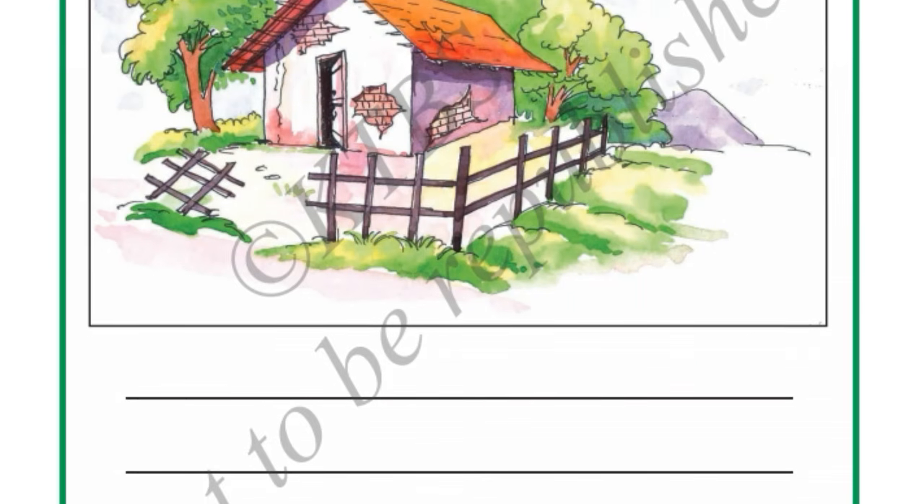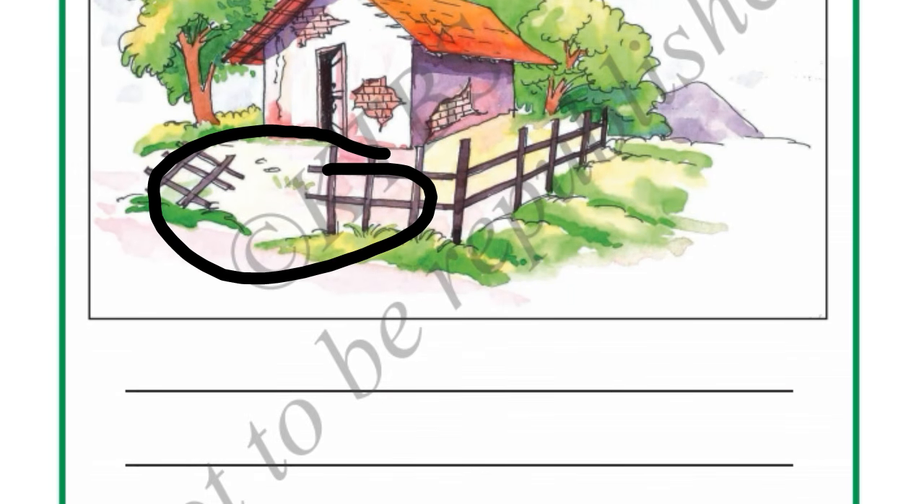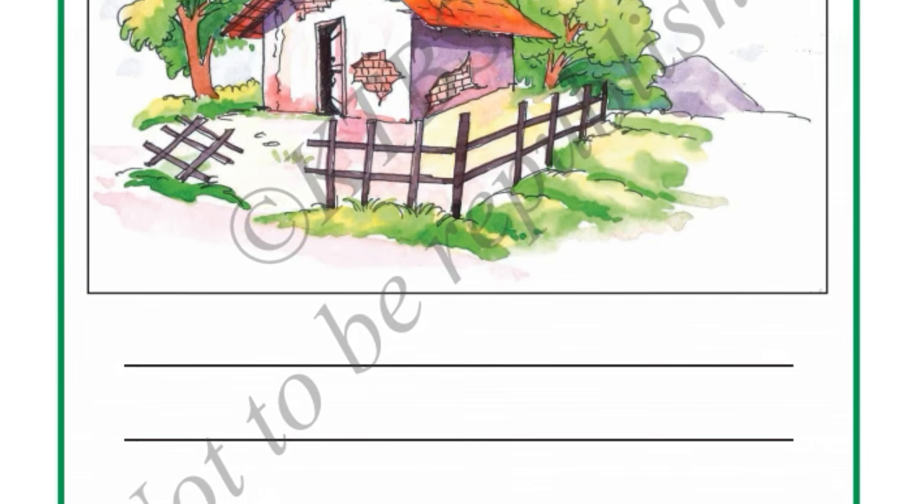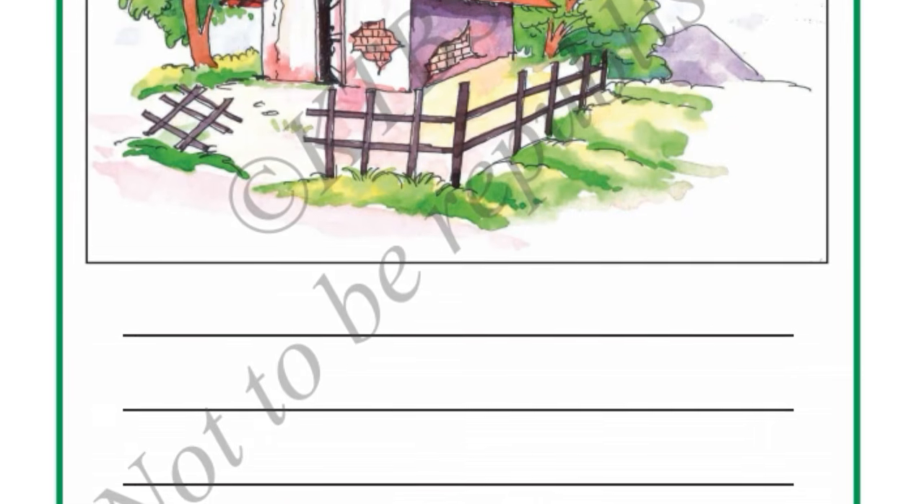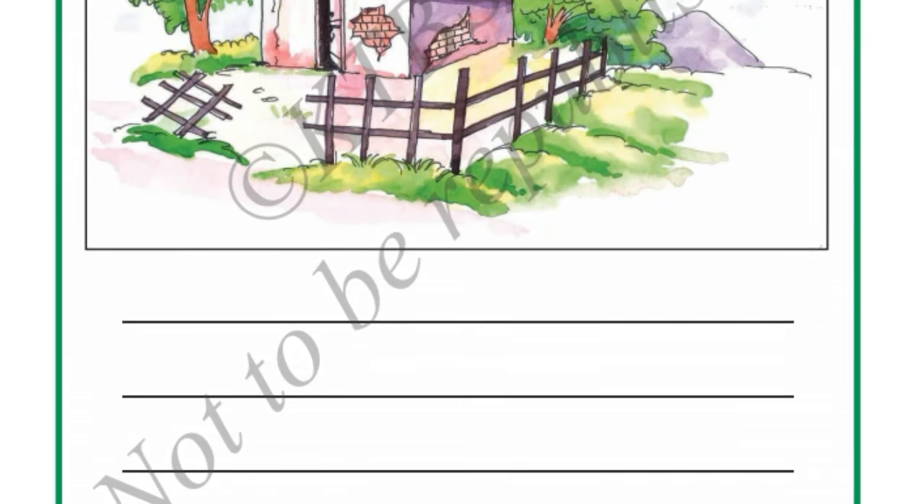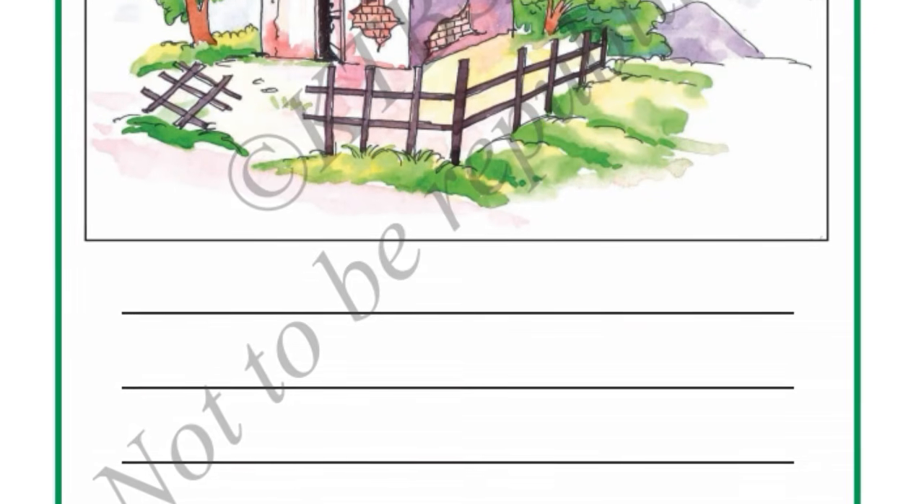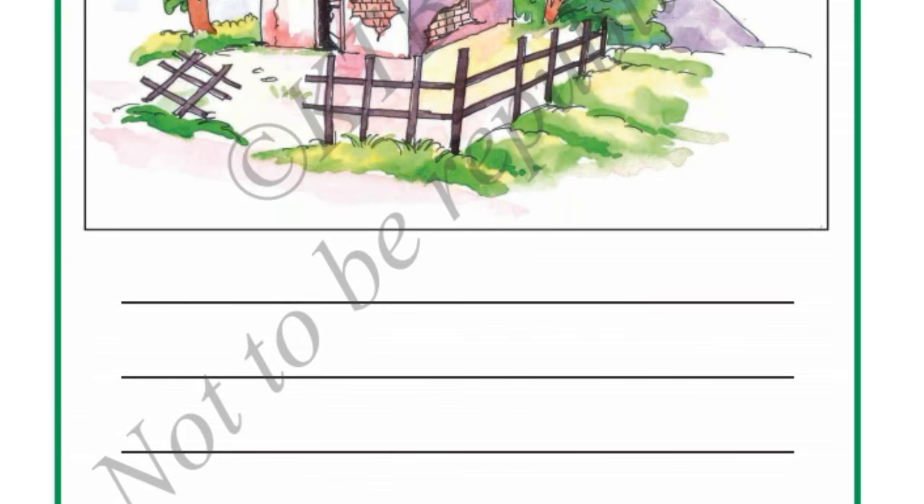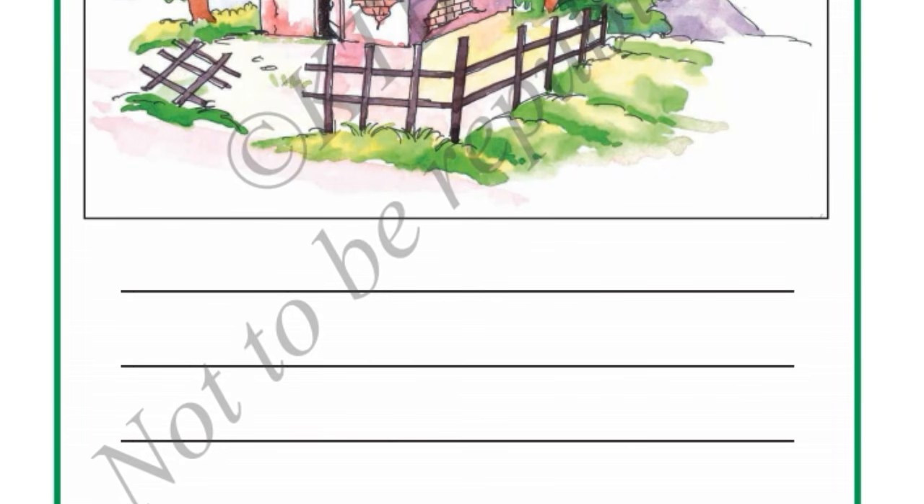See children, here the fencing is not proper, it is broken. So we will correct the fencing, we will put the fencing nicely, and also you can see here the doors and windows are not nice, they are broken. So we will fix the doors and windows to be proper, and we will paint the house. See here, the paint is also not good, so we will paint the house, and we will keep all the surroundings neat and clean.